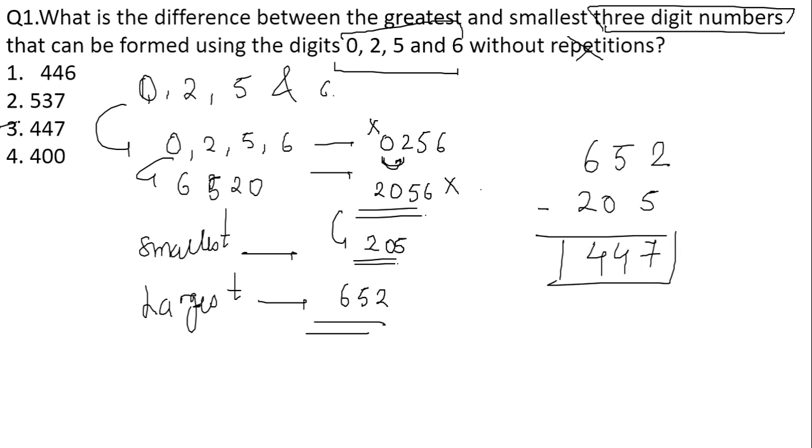Okay, so this is the pattern that you have to follow. If they are asking us for the smallest number, then simply write the digits in the ascending form. If they are asking us to find the largest number, then write them in the descending form and then form the number. And the third thing that you have to remember is that 0 is never going to come in the first place.